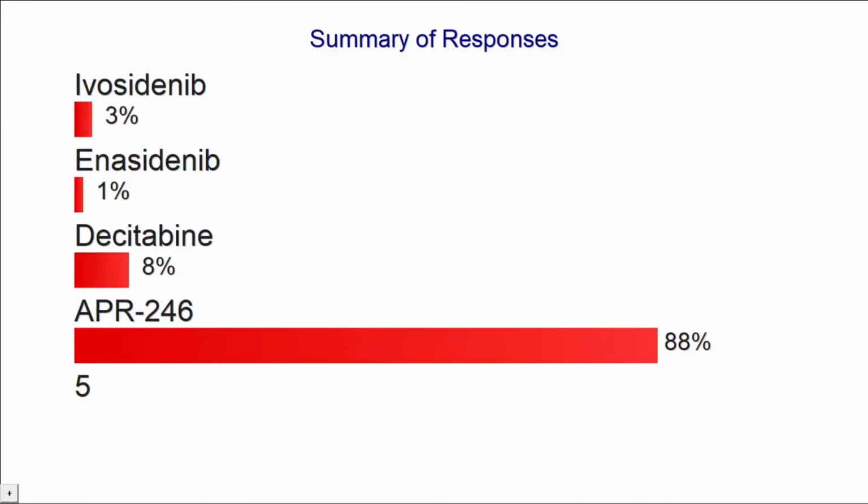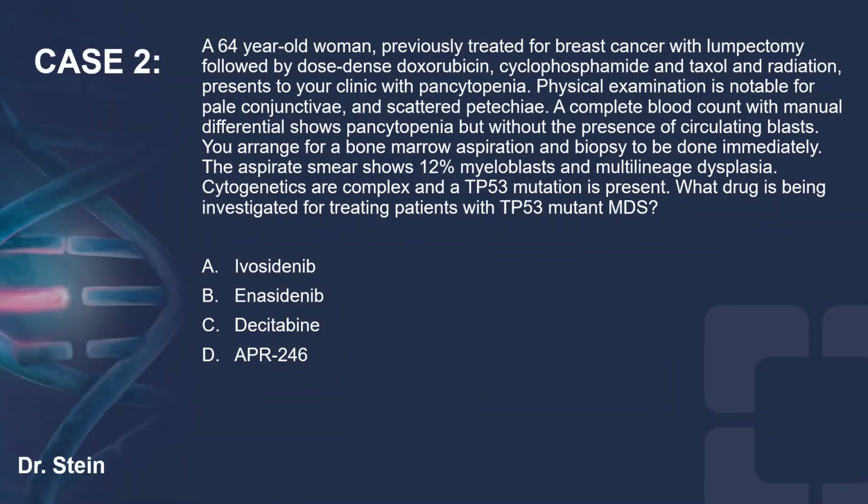Okay, so pretty good. Correct, APR-246 is the reactivator of p53 that's being investigated in this setting. Decitabine is not being investigated. It's a drug that you could potentially give, and some people in my practice have taken to giving 10 days of decitabine to p53 mutant patients, despite no good survival data. Ivosidenib and enasidenib are IDH1 and IDH2 inhibitors and would have no role in the treatment of this patient.